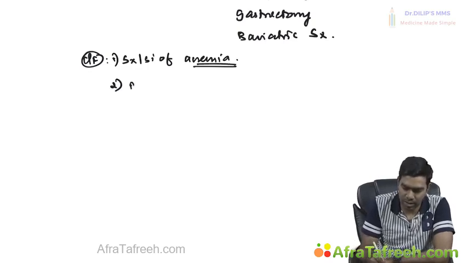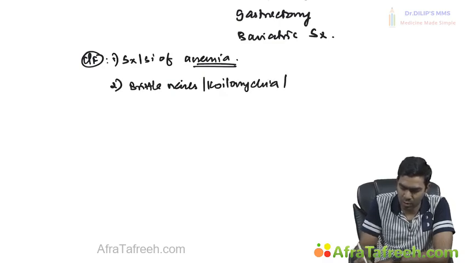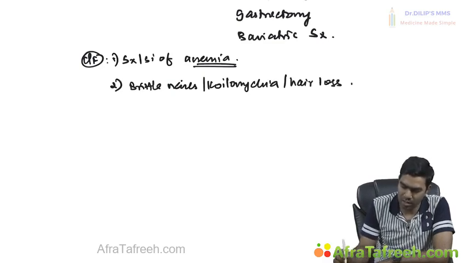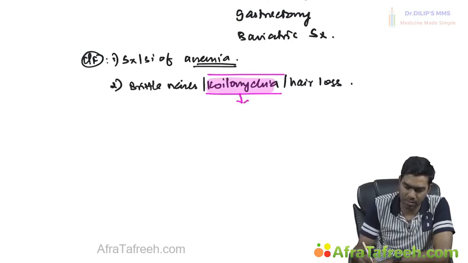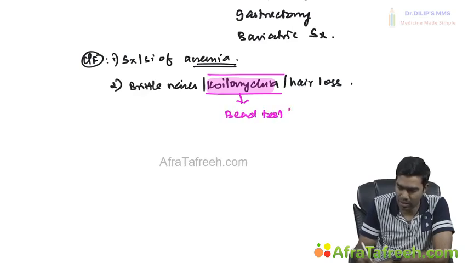Apart from that, you might see brittle nails, or you can see koilonychia, which is always referred to as spoon-shaped nails, and you can see alopecia, hair loss. So usually in exam, one of the questions is how you detect koilonychia. The definite koilonychia is determined by something called a bead test. That's what we do. We do something called a bead retention test or bead test.